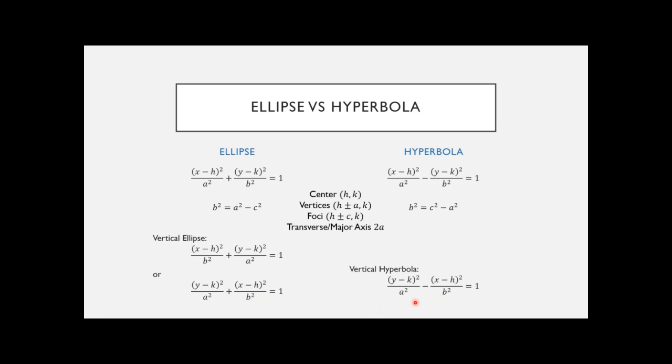So just keep this in mind and make sure you're using your plus and minus signs in the right spot so that you're not accidentally using the wrong equation, because I've seen that. I've seen people say they're going to do a hyperbola and then they give me an ellipse instead. So you want to be very careful.